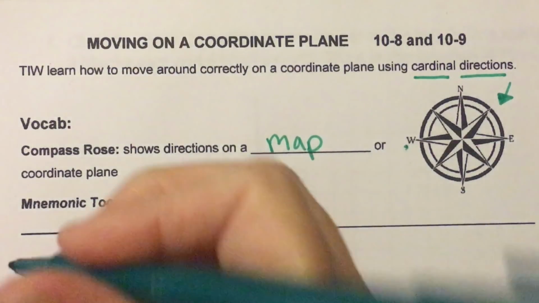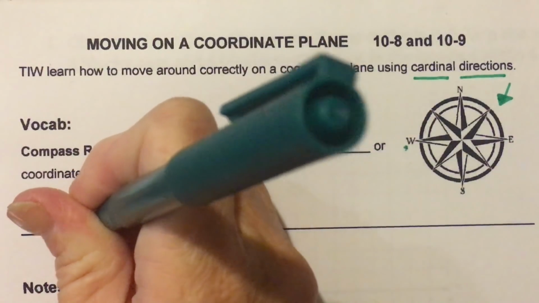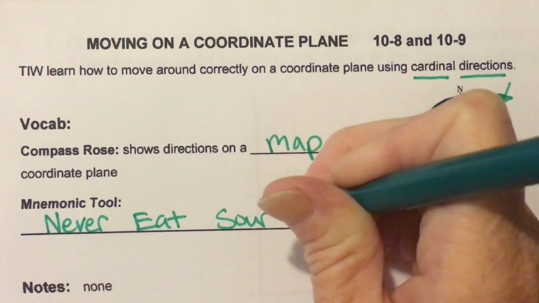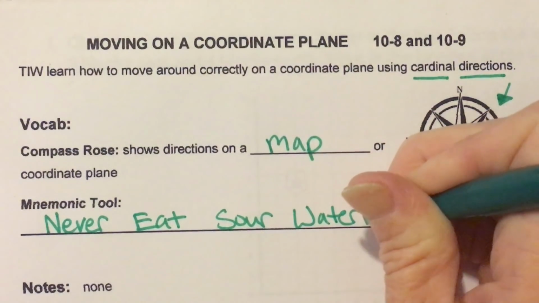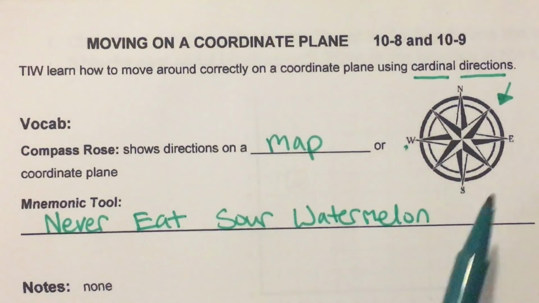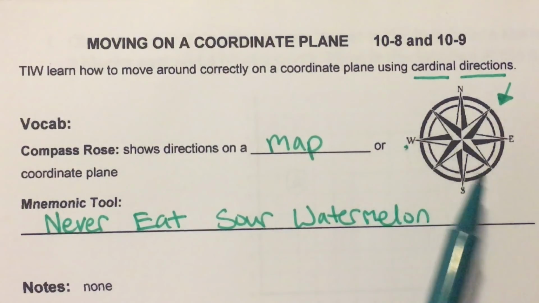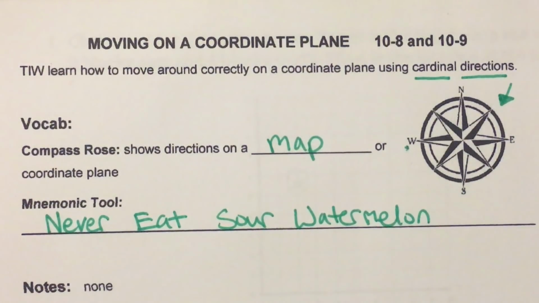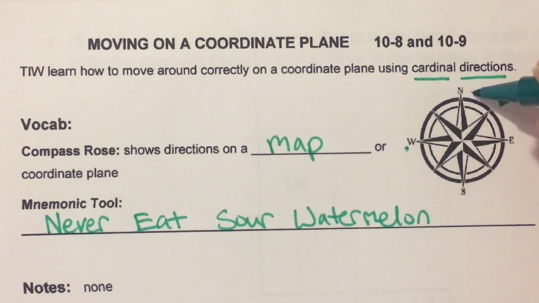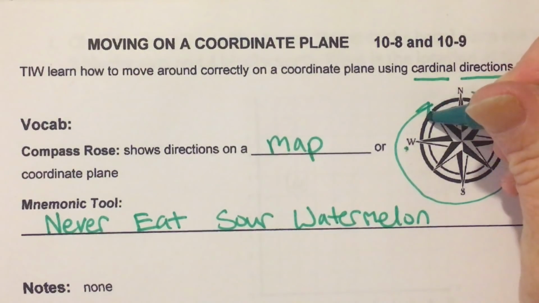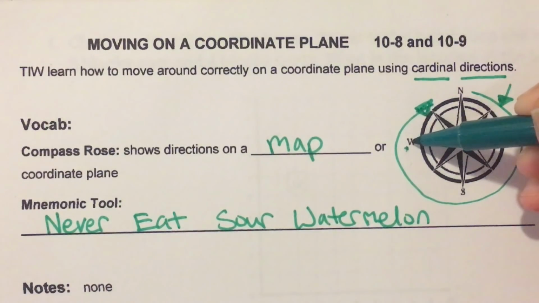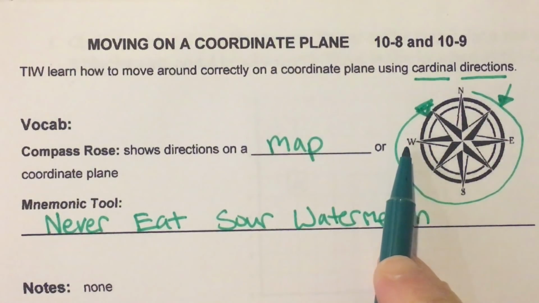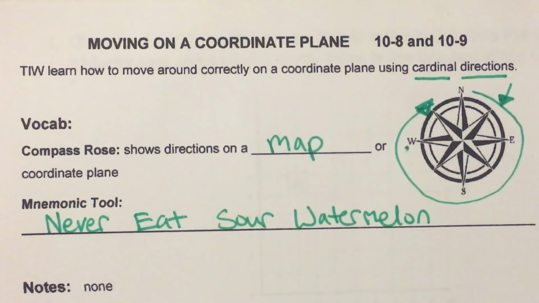So mine, again, is never eat sour watermelon. Now, I've heard other ones. I've heard never eat soggy waffles. I've also heard never eat shredded wheat from some of my other students. I don't care which one you remember, you just need to be able to write them in the correct direction. I've also heard some people say that they never forget the north and the south, and then for west and east, they remembered it spells we, okay?